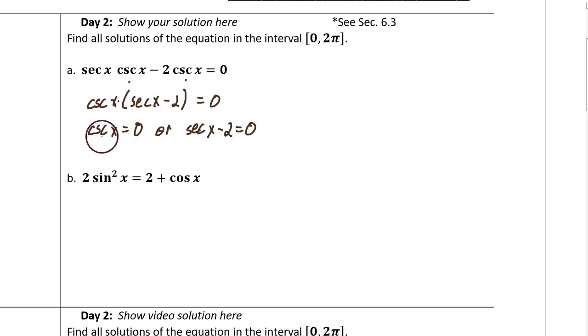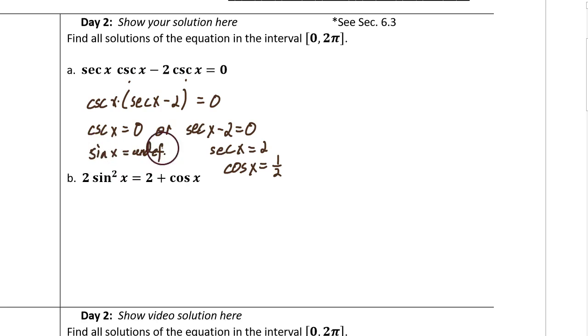Next, I'm going to change from cosecant into sine. So if the cosecant of x is equal to 0, then the sine of x is 1 over 0, or undefined. Now right here, I'm going to add 2 to both sides, getting secant of x is equal to 2, and then change the secant function into the cosine function, getting cosine of x is equal to 1 over 2. Now let's solve both of these for x.